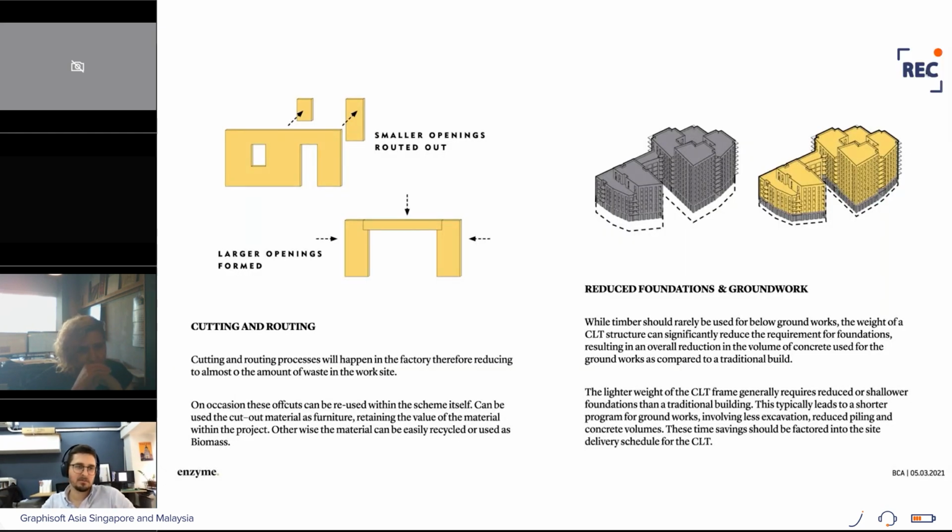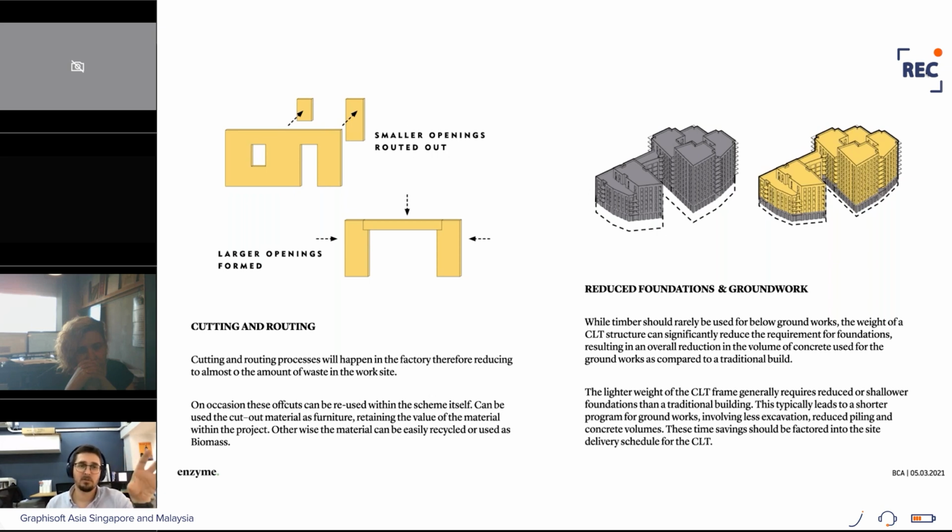Obviously all the cutting and routing for these wood pieces will be done in the factories, and even there, sometimes they can reuse these pieces to bring them into other larger components, or even create furniture. And if not, they will use these pieces for biomass.